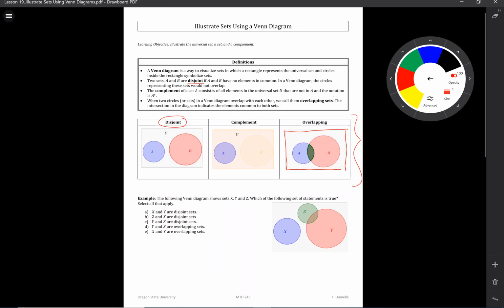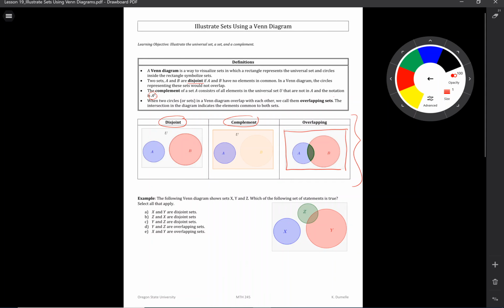The complement of A consists of all elements in the universal set U, or the rectangle that is surrounding our set A, that is not in A. And the notation is A uppercase C. So in our complement example, the orange shaded portion is the complement of A. It's everything in our rectangle that is not A.